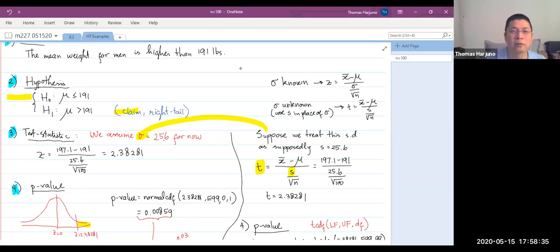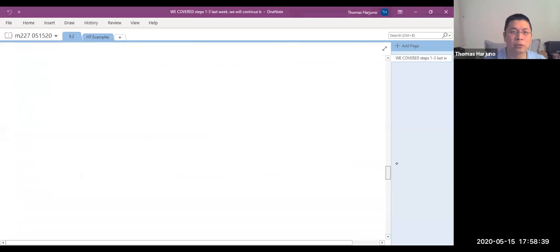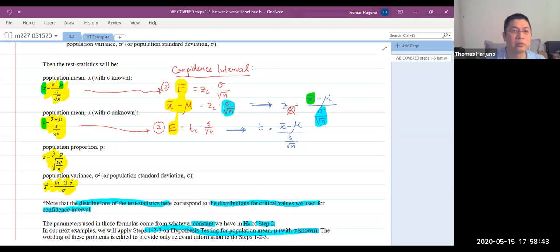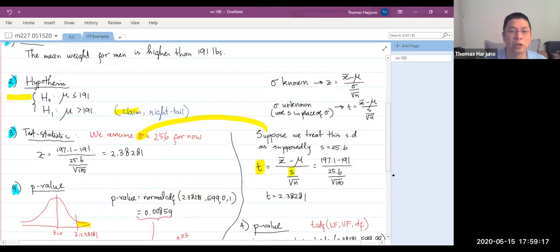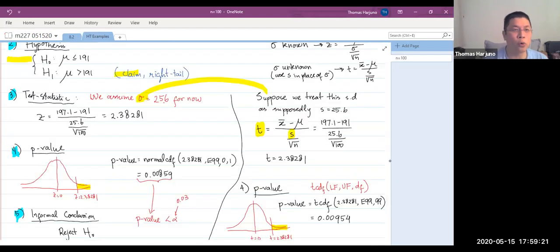Let's look back. Last week, I did mention that. If we are testing a population mean with sigma known, this is the formula. What happens if sigma is unknown? Then Z becomes T in that formula and sigma becomes S. That's the difference. So going back to the hypothesis testing example we did earlier, the change will happen only in step 3 and step 4.